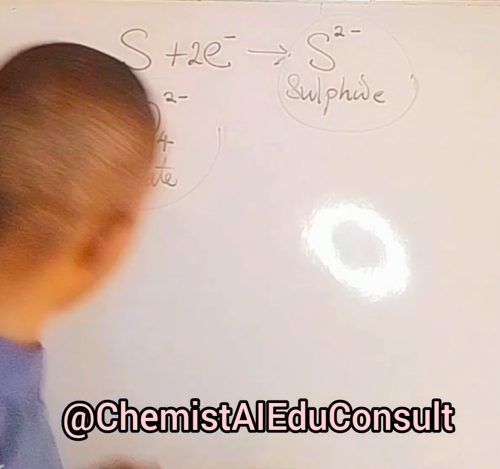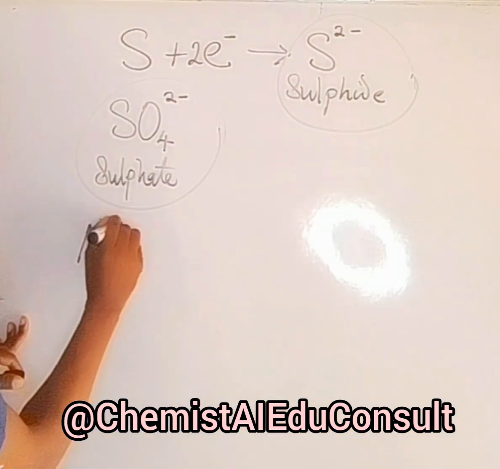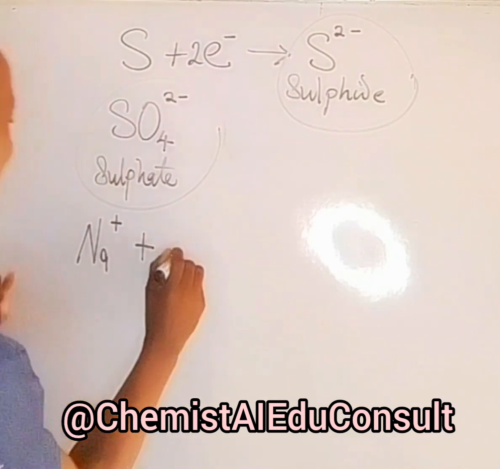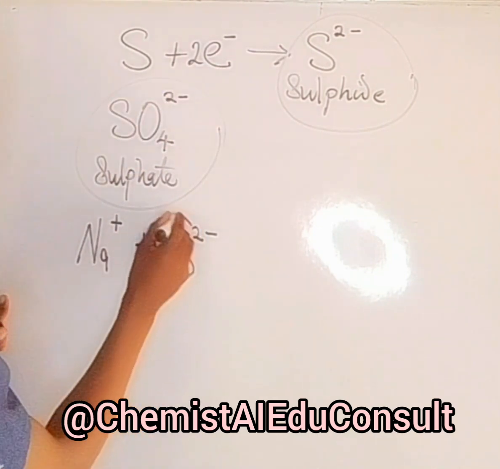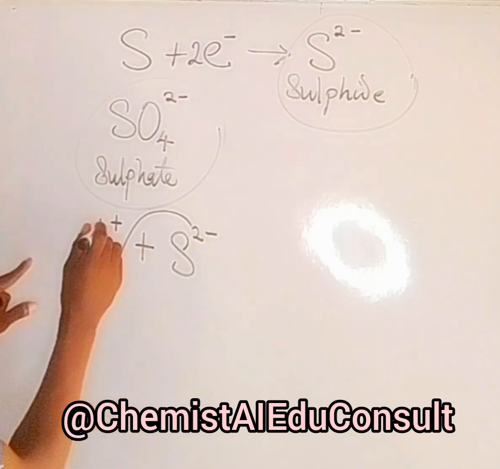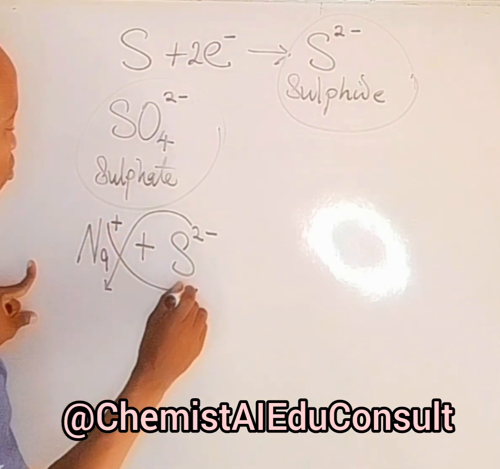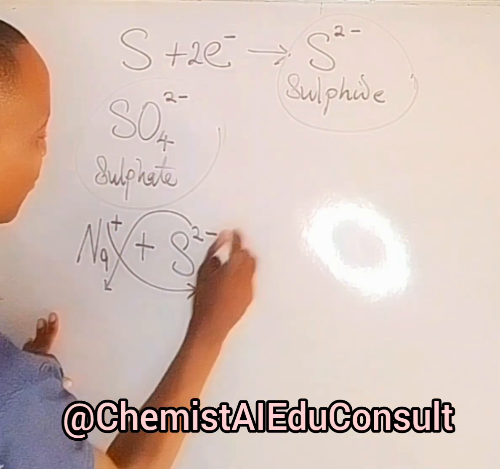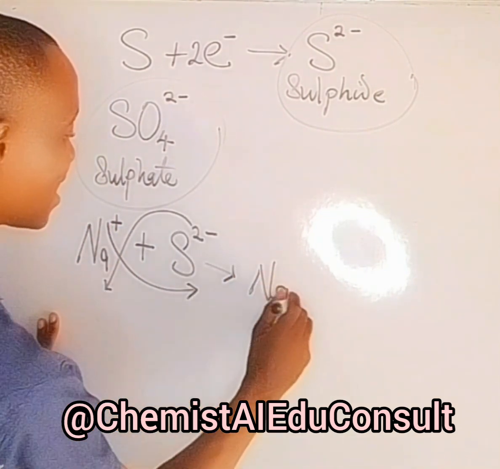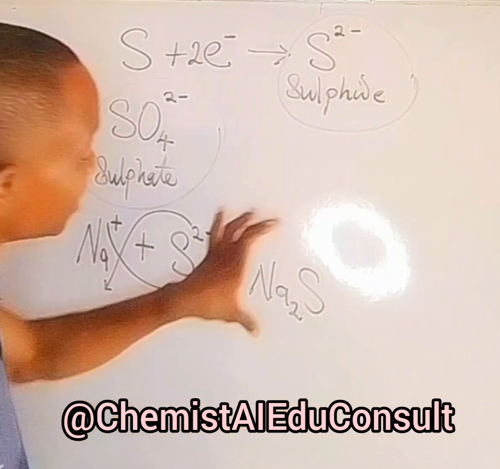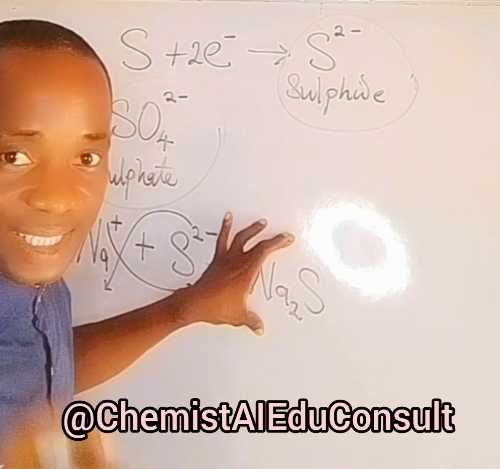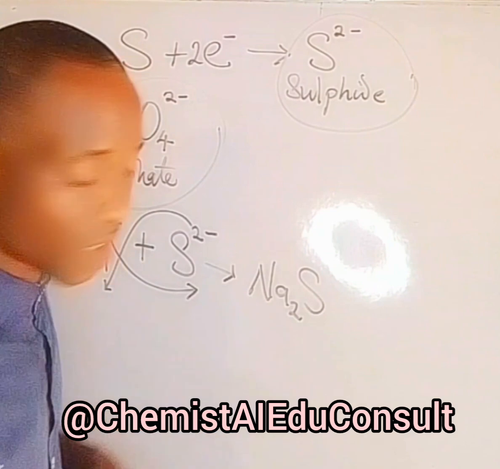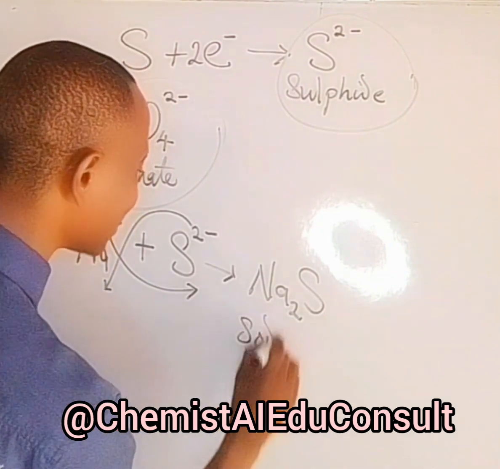For instance, sodium, which is in group 1, combines with sulfide. This 2 is going to cross over to sodium, and this 1 will cross over to sulfur, and the compound formed is Na2S. This compound is called the sulfide of sodium, or sodium sulfide.